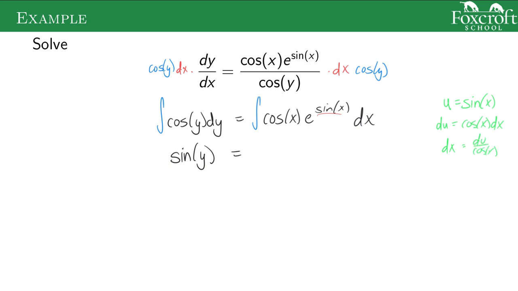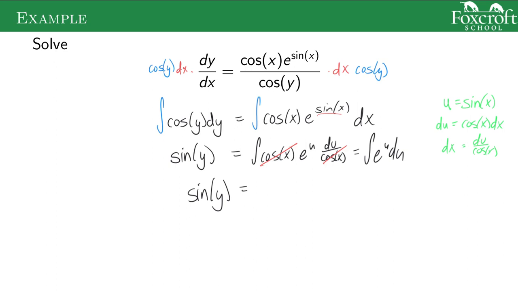All right, so this is going to turn this integral into cosine of x e to the u, and then dx is du over cosine of x. So those are going to cancel and turn this into e to the u du. And the antiderivative of e to the u is just e to the u plus c. And then replacing u with sine of x. That's all that substitution we did to take antiderivatives just comes up in this problem on that right-hand side.